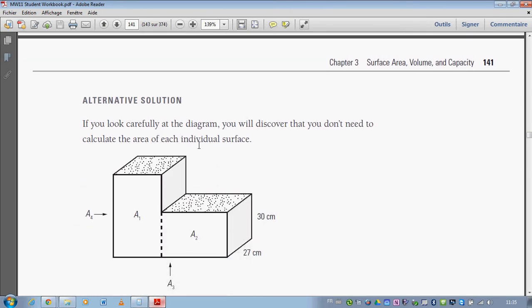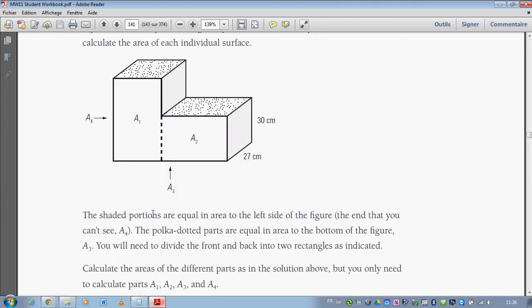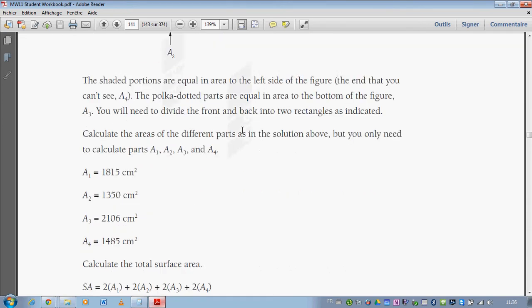Now, here's your alternative solution, and that's the solution that we did. It tells you that if you look carefully at the diagram, you'll discover that you don't need to calculate the area of each individual surface. And they're talking about the shaded portions are equal in area to the left side of the figure. So they're really just saying exactly what I said. This shaded portion and this shaded portion would actually just make up like a rectangle. And then this shaded portion here and this shaded portion here would also make up just a rectangle together.